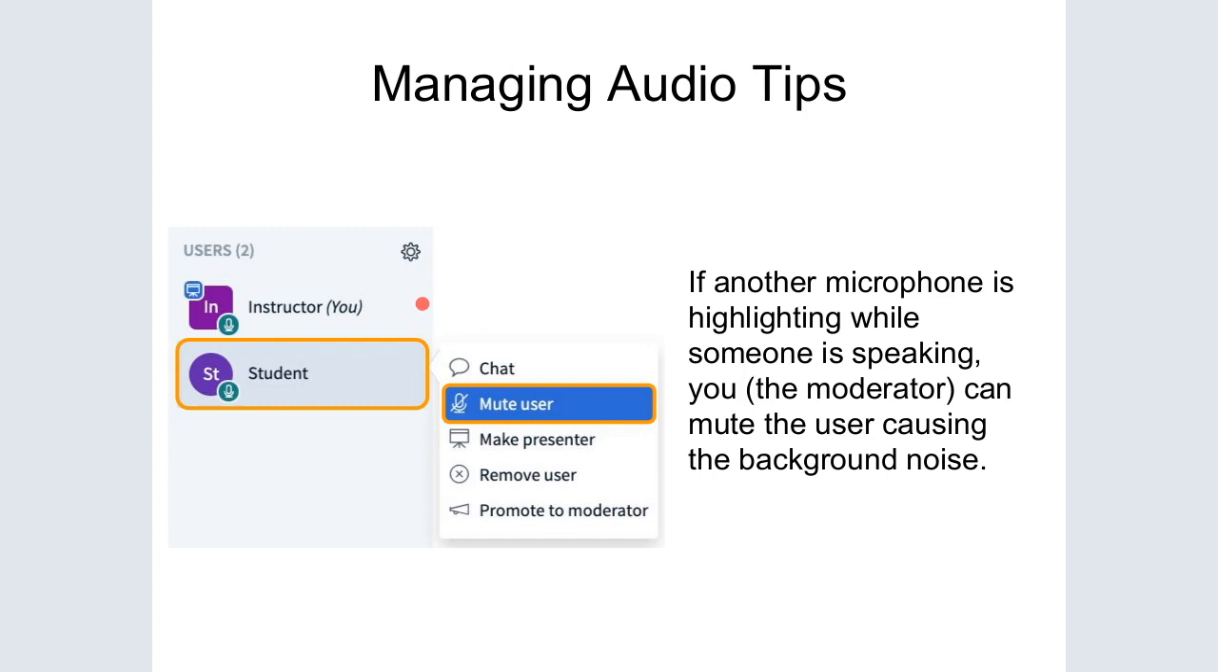If you're in a live session and there is some audio feedback, simply look for the individual with an open mic, select their icon, and mute the user. This will reduce background noise and echo.